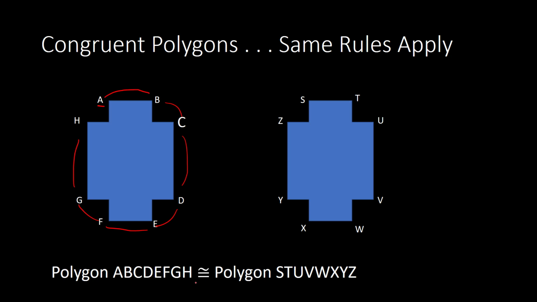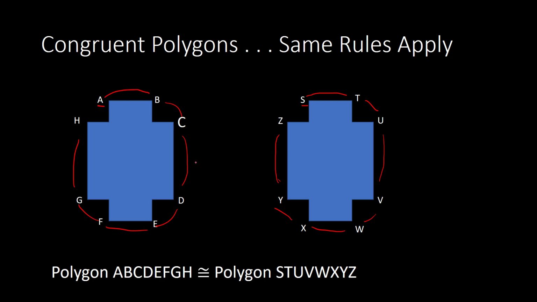And then that's congruent to this other polygon, and the A corresponds with the S, the B corresponds with the T, the C corresponds with the U, etc. So when I name the other polygon, I start at S and do the same thing, go to T, then to U, V, W, X, Y, and Z. So we have these two polygons are congruent.